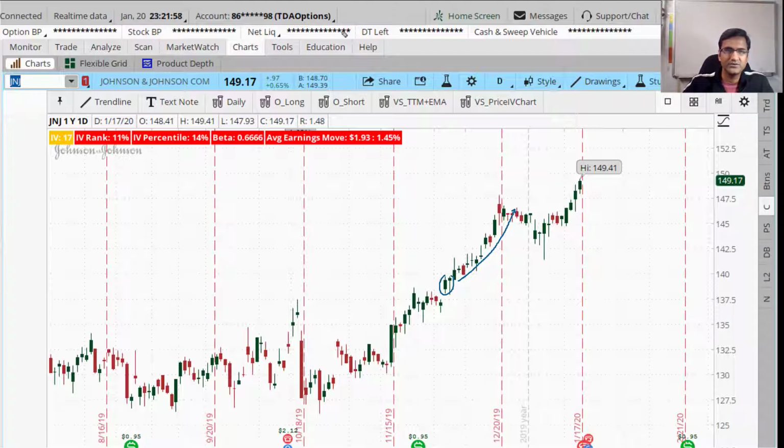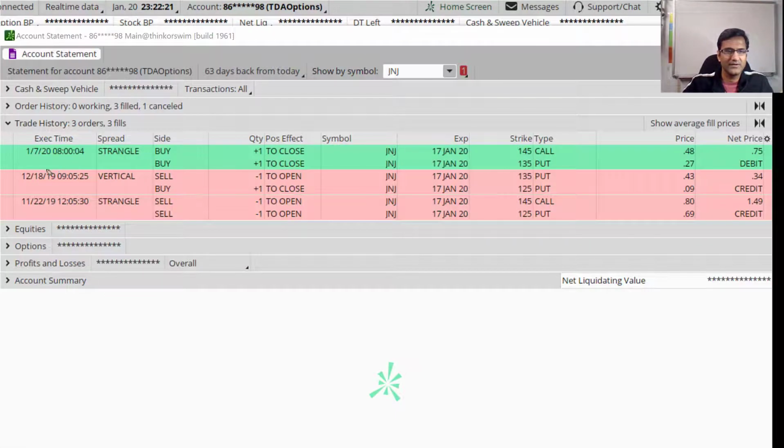So what we did, on 18th of December, we rolled up the put from $125 to $135, meaning we closed the $125 put and opened the $135 put, and we did it on 18th. Why did we do it on 18th?